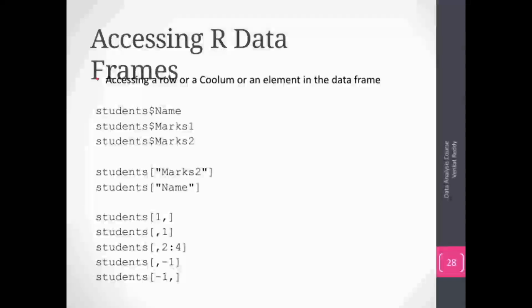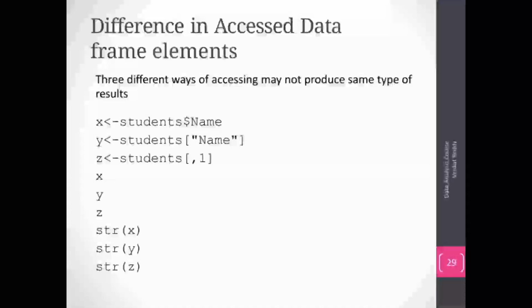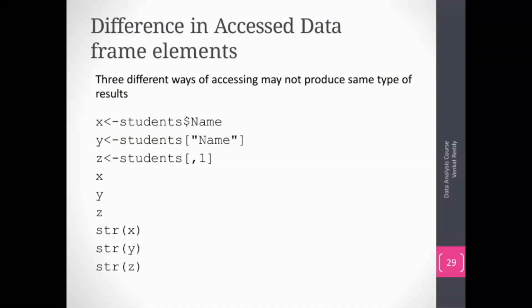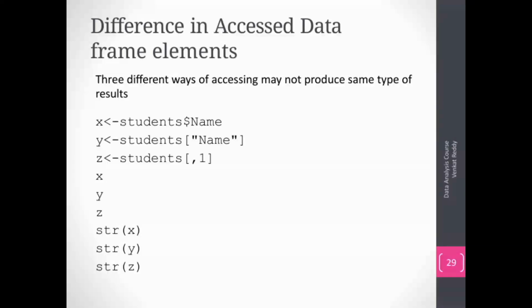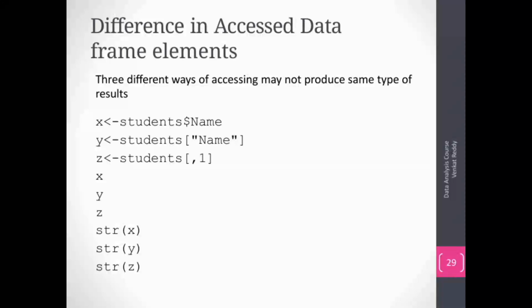Alright, let's look at slide 29. Here, we're diving into data access in R with a simple example. We've got 3 different ways of accessing data from a data frame called students. First, we assign students$name to x. This extracts the name column as a vector. Next, y is assigned students["name"], which also retrieves the name column, but notice it returns a data frame instead of a vector. Then z is assigned students[1], which fetches the first column, again as a data frame.